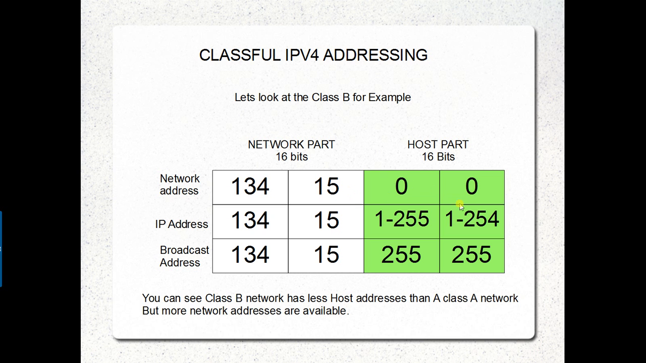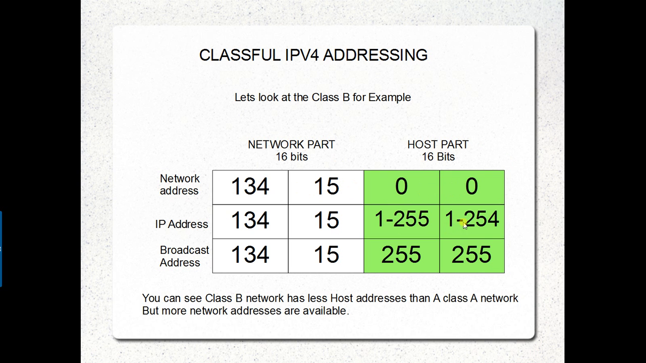Okay, so the 0.0 is again the network address. This is the lowest number. This is the 134.15 network, and now we're trying to determine which IP addresses are within that range on the 134.15 network. So 0.0 is the lowest one, that's the network address, and 255.255 is the highest one, that's the broadcast address. So again, the same thing happens.